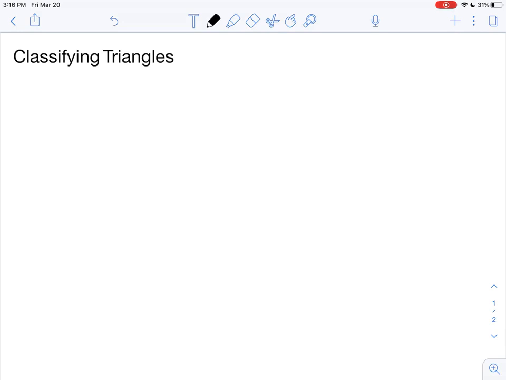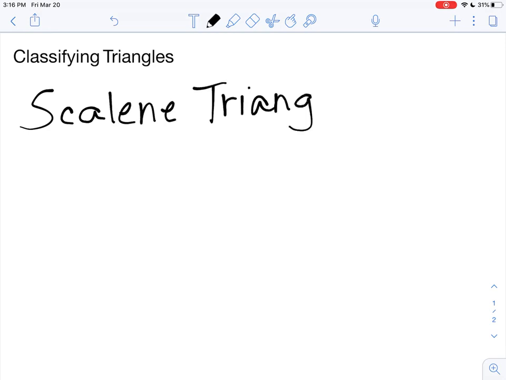Here we go. The first triangle we're going to talk about is called a scalene triangle. Will you say that with me? Scalene triangle. I know, it's kind of a funny sounding word. Well, let me tell you about a scalene triangle. In a scalene triangle, no sides are the same length. So just think about what that's going to look like.